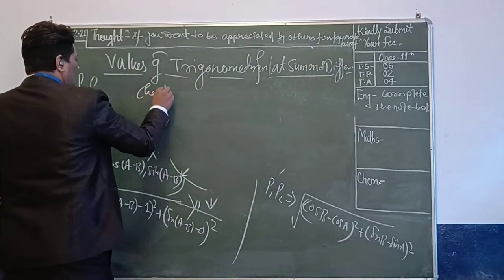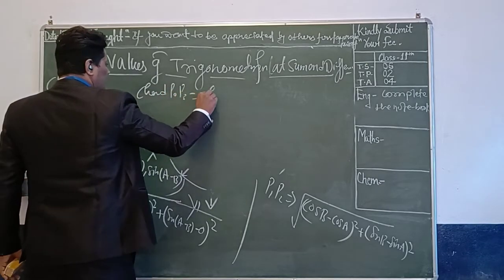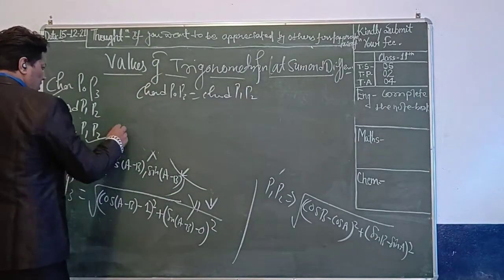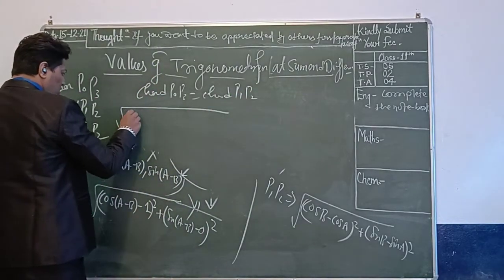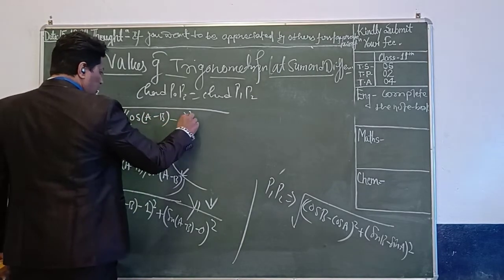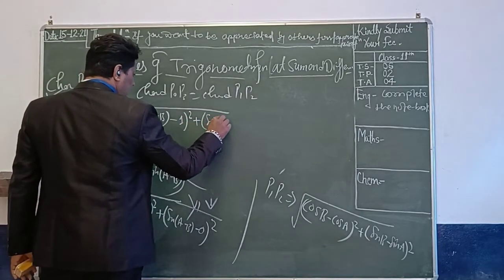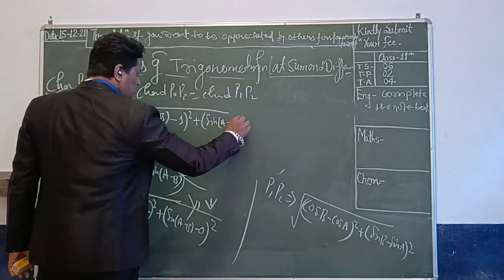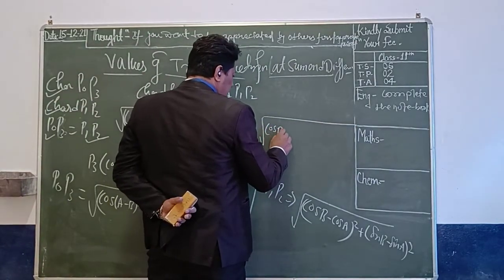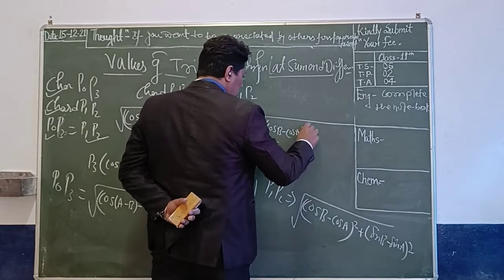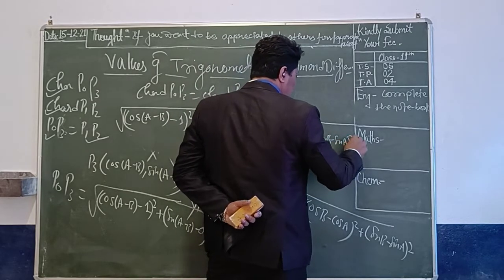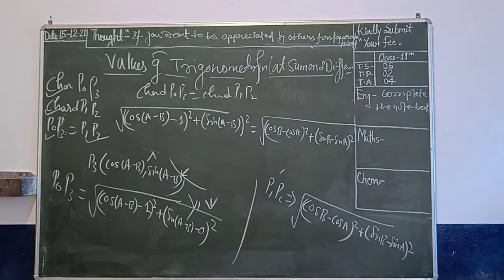Chord P0 P3 is equal to chord P1 P2. Is it clear? That one is simply cos A minus B minus 1 whole square plus sin A minus B minus 0 whole square is equal to root of cos B minus cos A whole square plus sin B minus sin A whole square. Is it clear?